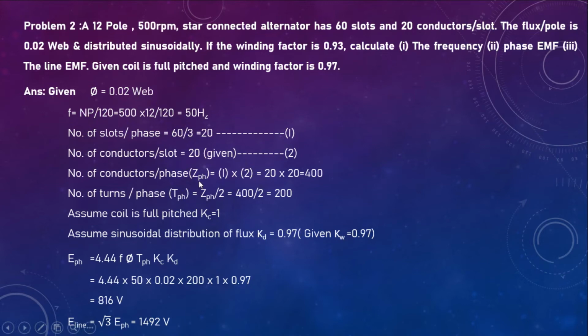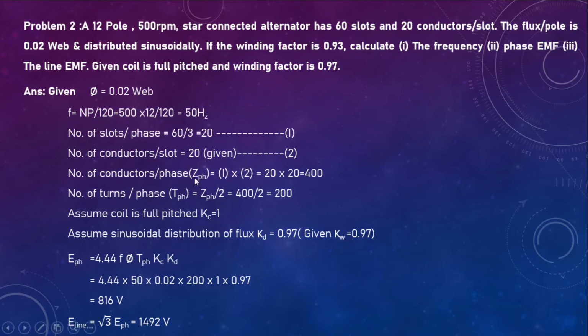F is equal to Np by 120, 500 rpm it has been given. Number of poles 12 by 120, we get 50 Hertz. Frequency also found out. Phi is already given. And now we have to find out T phase. How to find out T phase? We know that T phase is equal to Z phase by 2. How to find Z phase? Number of conductors per phase.